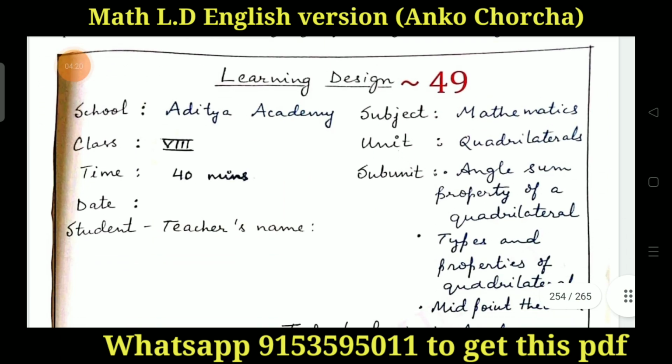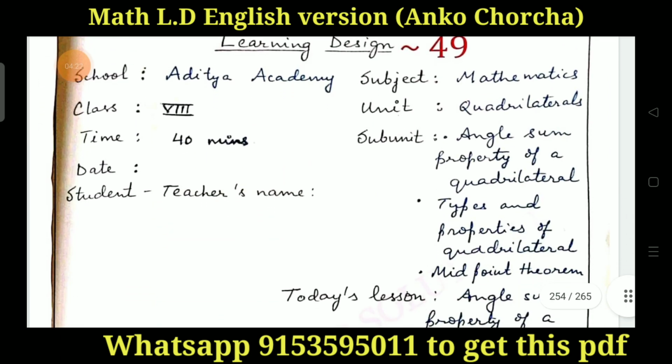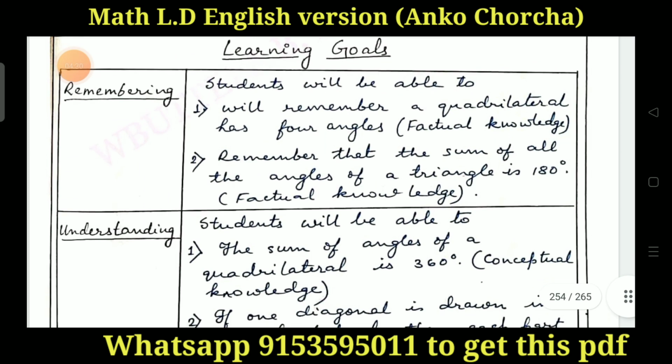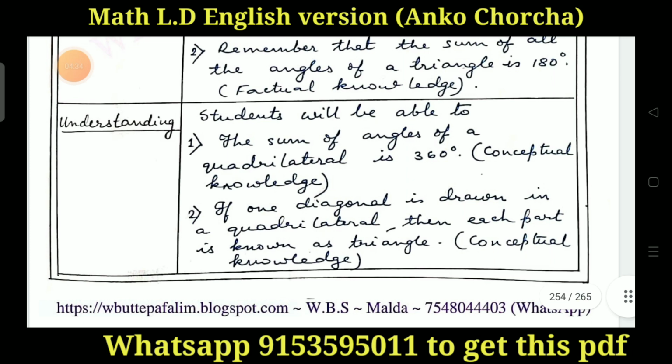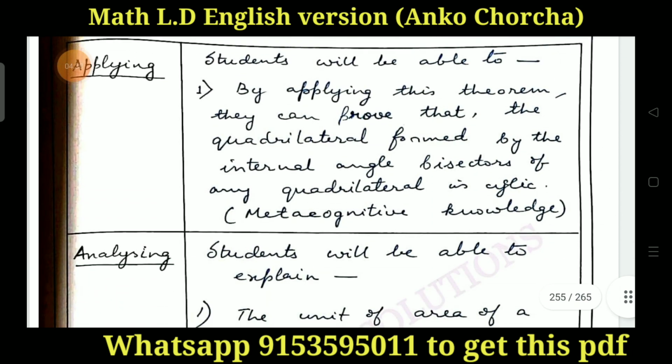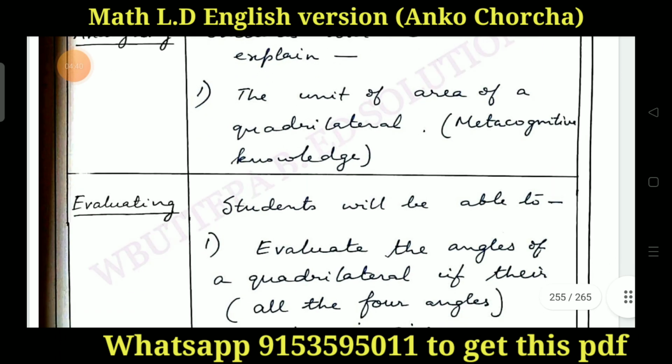Now we are coming to our learning design number 49. Today's lesson: angle sum property of a quadrilateral. Learning goals: remembering, understanding, applying, analyzing, evaluating.